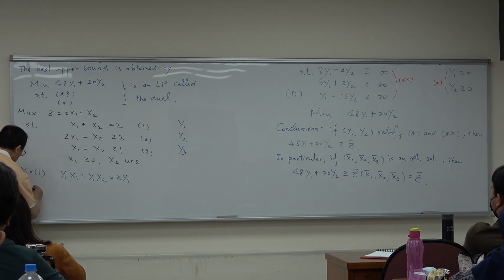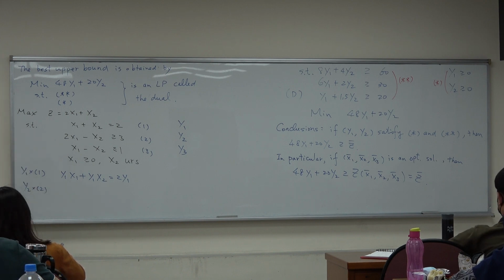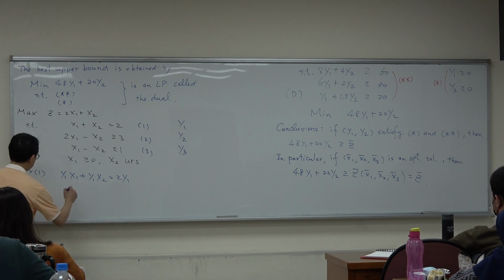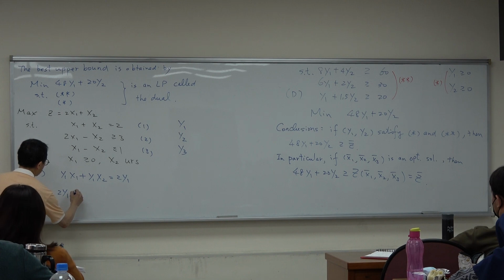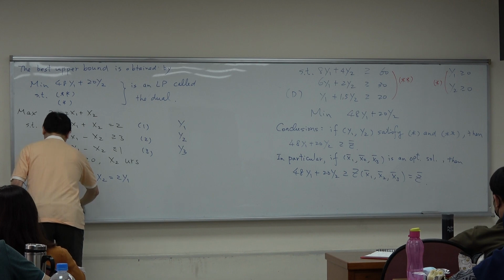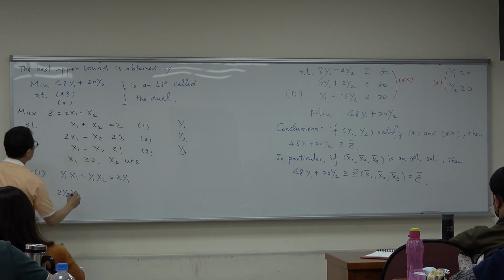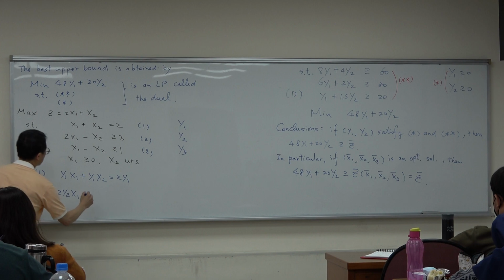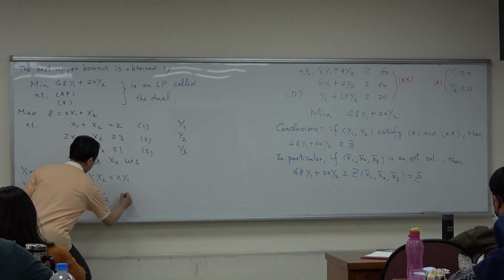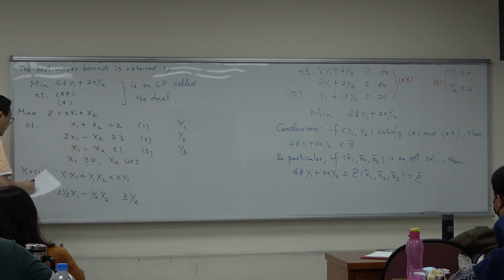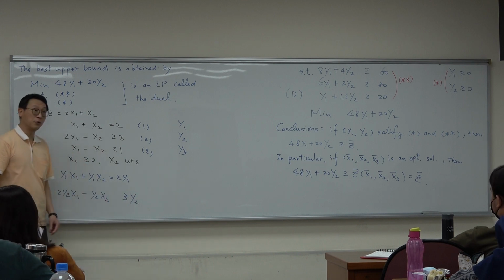And then y2 is multiplied by the second constraint. So 2y2 x1 minus, greater than or equal to 3y2.